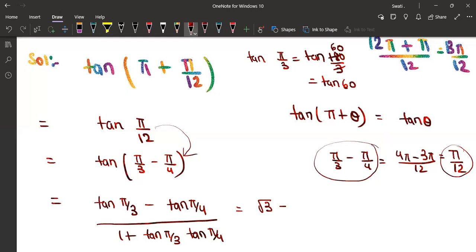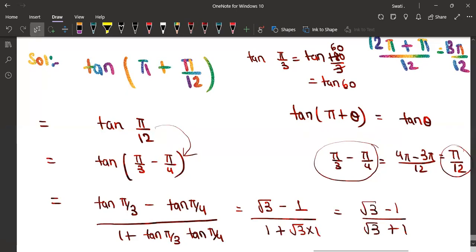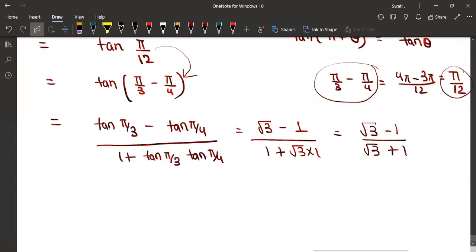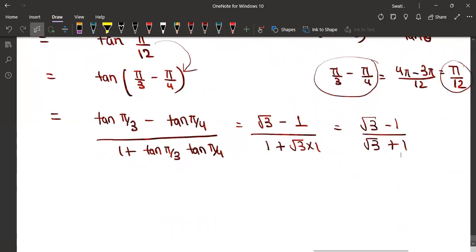Tan pi by 4 is actually tan 45, because 180 divided by 4 is 45. And we know the value of tan 45, that is 1. So it is 1 minus 1 plus tan pi by 3, again root 3, and this is 1 only. So what is the answer we are getting? We are getting root 3 minus 1 upon root 3 plus 1. Here, if you want, you can leave the answer at this place as well, where the answer is root 3 minus 1 upon root 3 plus 1.